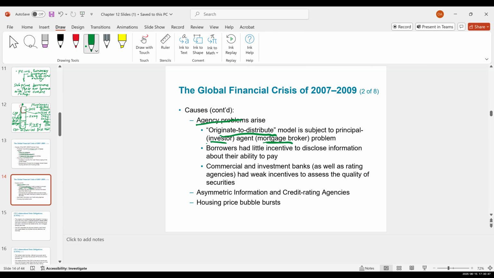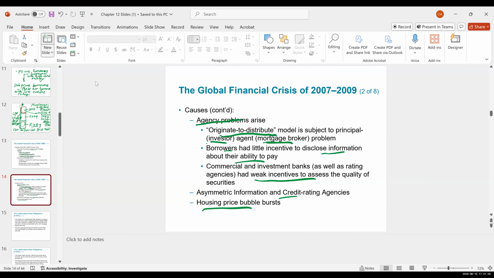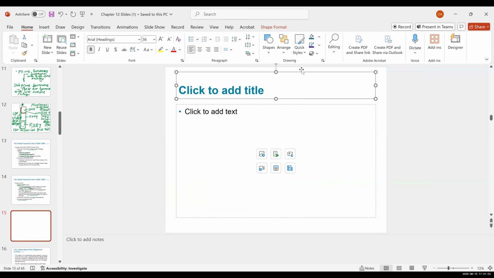And borrowers themselves had little incentive to disclose information about their ability to pay back the loans. So commercial and investment banks, as well as rating agencies, had weak incentives to assess the quality of those mortgage-backed securities. Okay, so asymmetric information crept up in the housing market, and the credit rating agencies had a conflict of interest. And that led to the surge in the housing bubble. So what was happening in America in the early 2000s? Let me show you. There was a bubble in the housing market, and then the bubble burst.